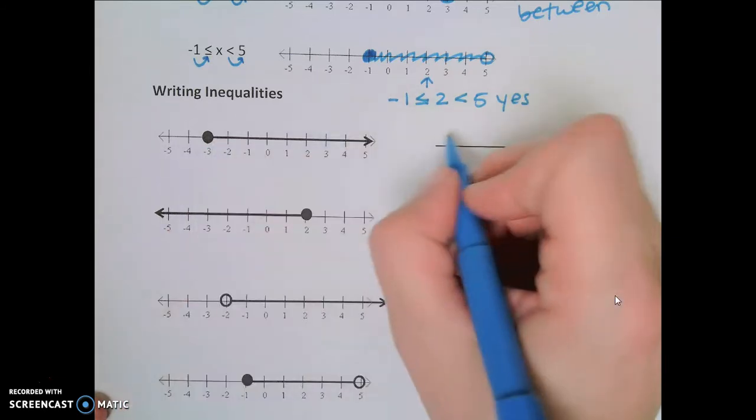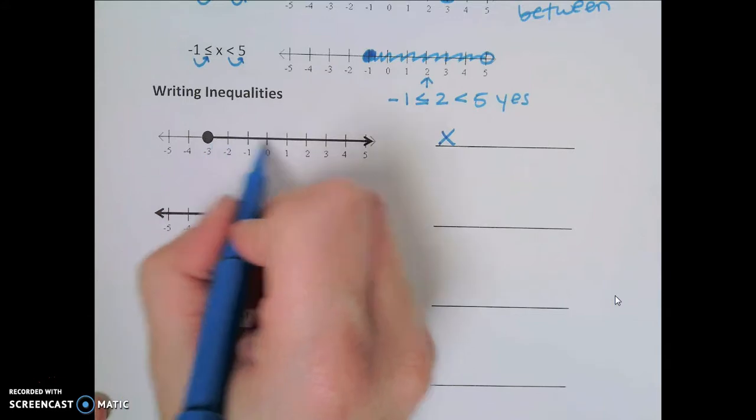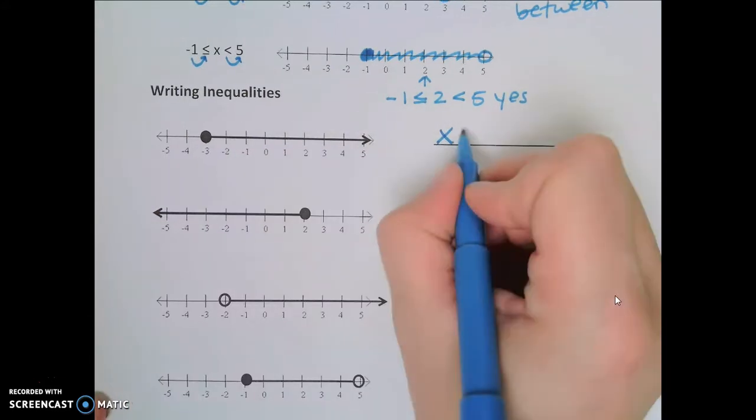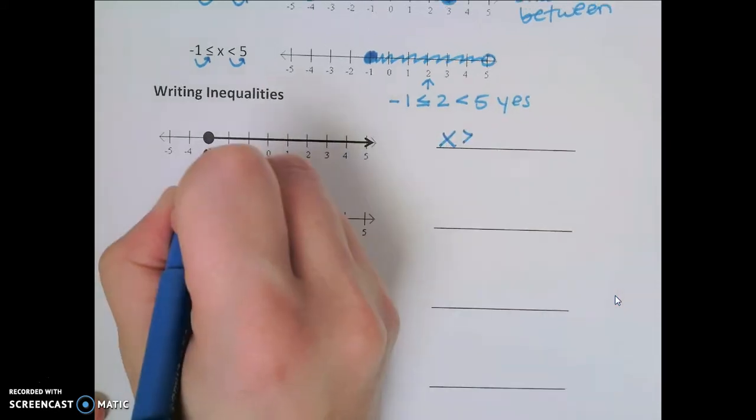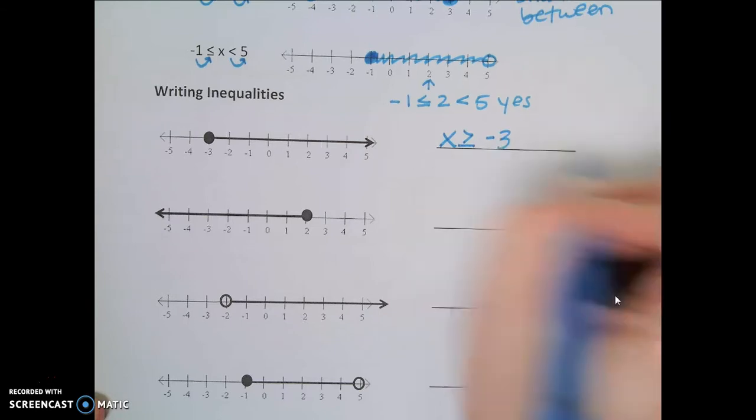So in this case, I'm going to start with x. You could use any variable. And x is all of these numbers. And these numbers are bigger than -3. So I'm going to say greater than. But because it's a closed circle, I have to say greater than or equal to, and then the actual number.